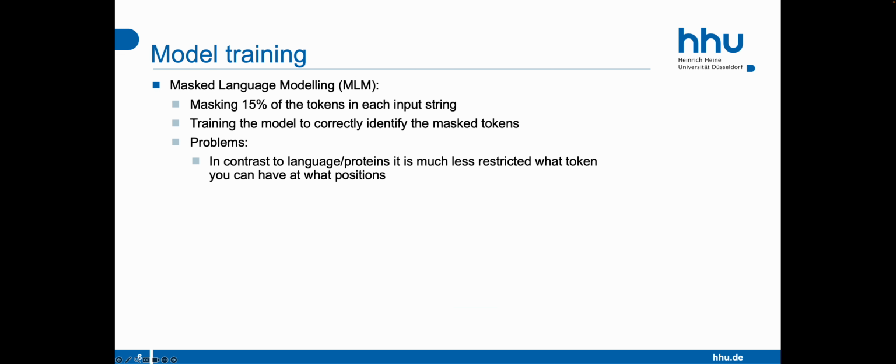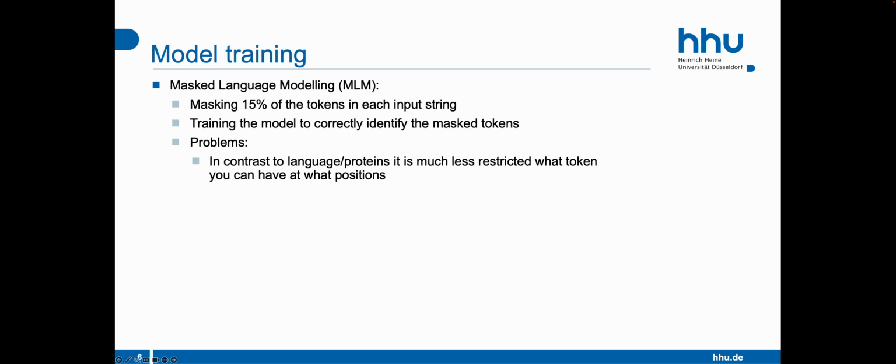We're now going to look at how we can train small molecule transformer networks. As for the protein amino acid sequences that we've discussed before, we can train the model for masked language modeling. This means we randomly mask approximately 15% of the tokens in an input sequence, and the model is trained to predict the type of the masked amino acids.